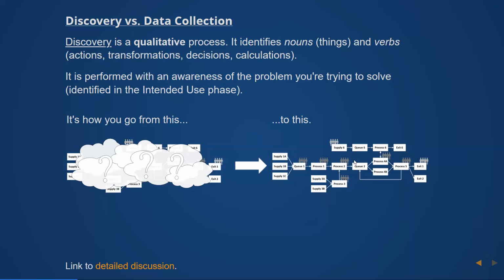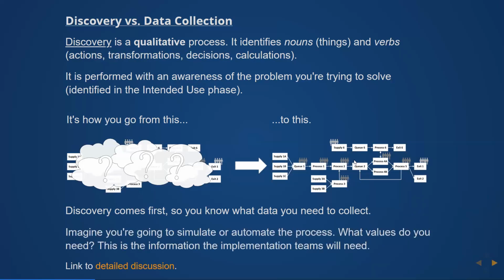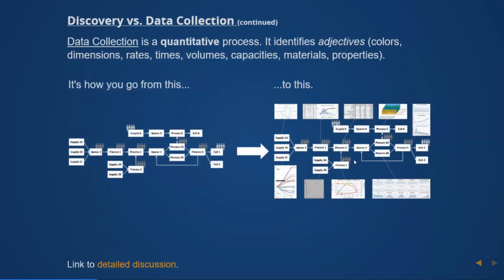qualitatively. And you're always doing this with the understanding of the problem you're going to solve. And I'll go into that a little bit in a few slides. So you do discovery first, so you know what data collection you're going to do. And imagine you're going to simulate or automate the process. What information would you need?